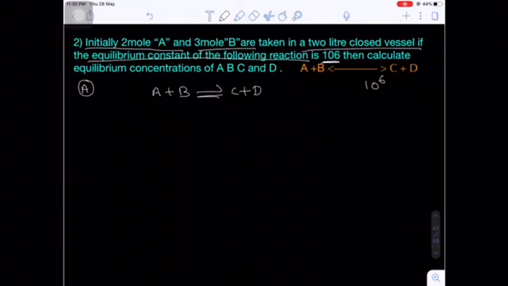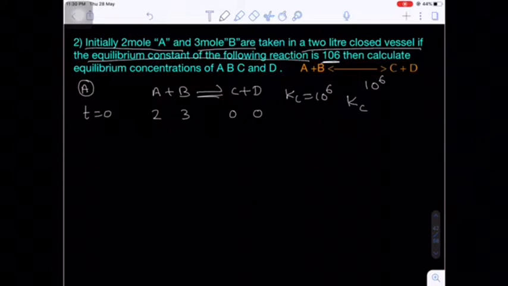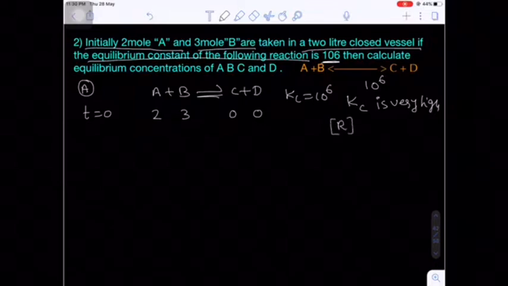Initially, at time 0, 2 moles of A and 3 moles of B are given to you. There are no moles of C and D, so the initial moles of C and D are 0 and 0. What is the Kc given to you? 10 raised to 6. Once again, the Kc value is greater than 1000, that is 10 cube. That means the Kc is very high, so the concentration of the reactants is almost tending to 0. This is a very important assumption.